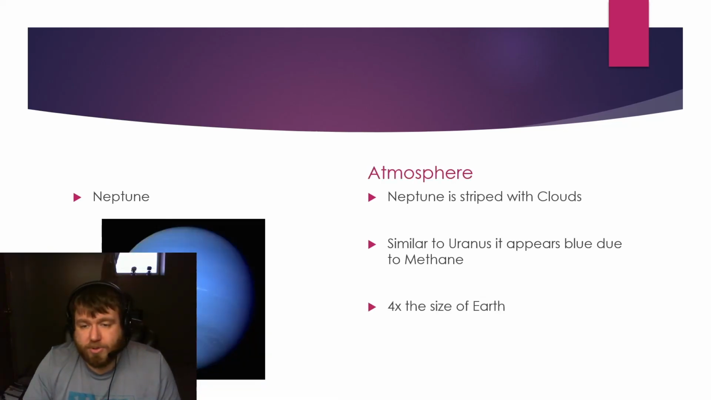Neptune is striped with clouds around the planet, and similar to Uranus, it appears blue due to methane. Now, Neptune is not as big as the other gas giants. It is only 4 times the size of Earth. So it's smaller when compared to the other outer planets, but still massive when compared to Earth. Like I said, 4 times the size.